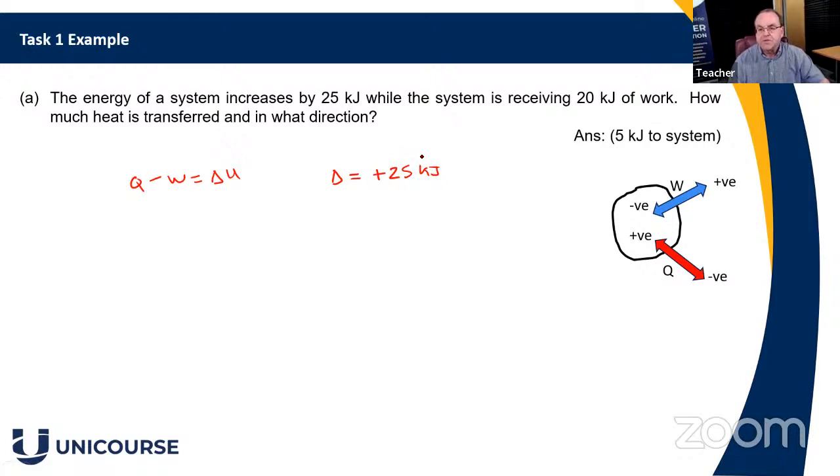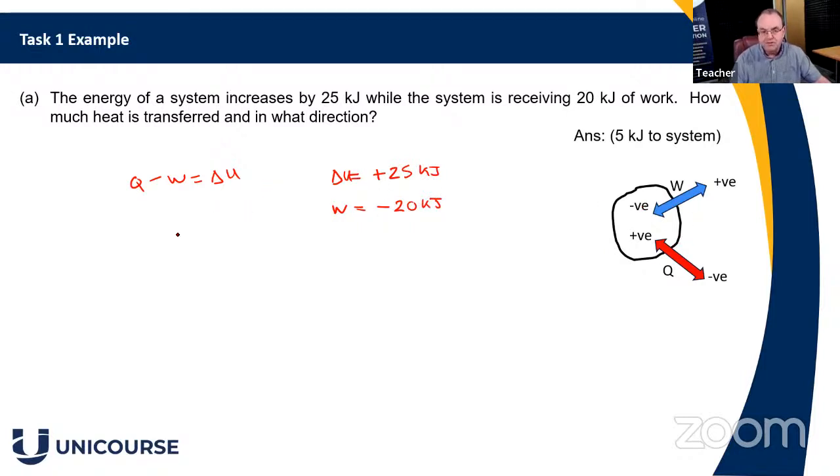What else have we got? While the system is receiving 20 kilojoules of work. So it's work in, so it's negative. So the work is equal to minus 20 kilojoules. That's the work, receiving work. So receiving work is negative.